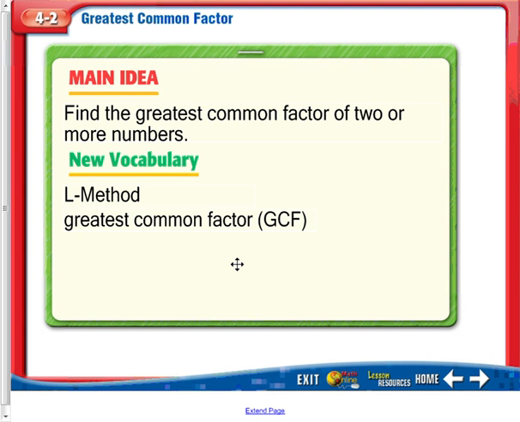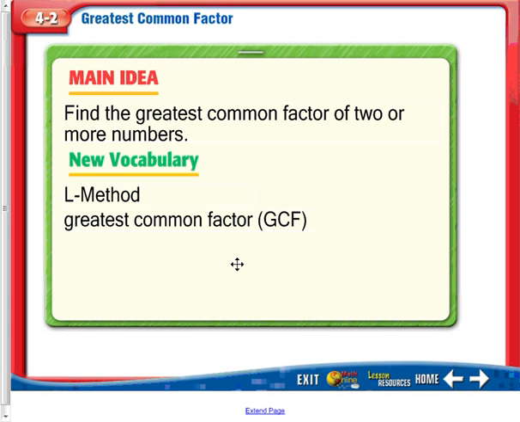Lesson 4-2 will be talking about greatest common factors, or the GCF. As we work more with fractions, we're going to be using the greatest common factor a lot to simplify fractions, or eventually work to find least common multiples and things like that. So finding the greatest common factor is a key skill for this chapter.